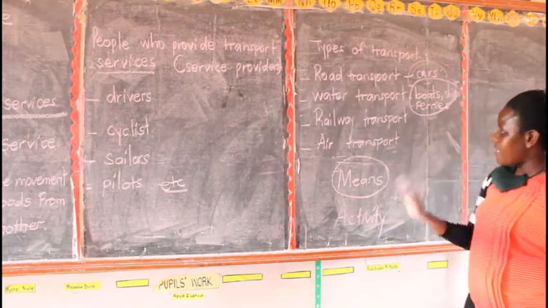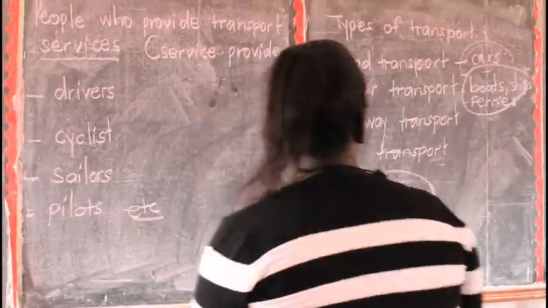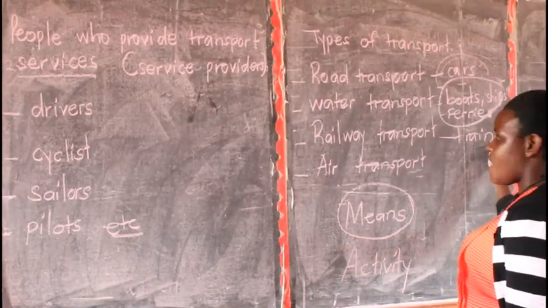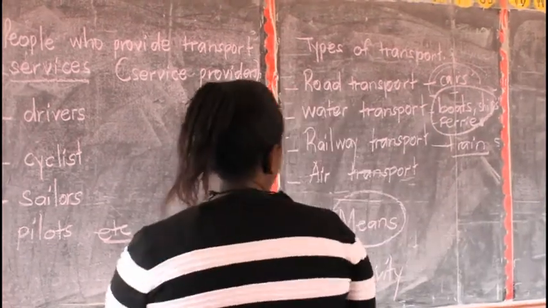Let us see the means for railway transport. Which one do you use on the railway? We use the train. So train is the means there. We have the trains as the means of railway transport.